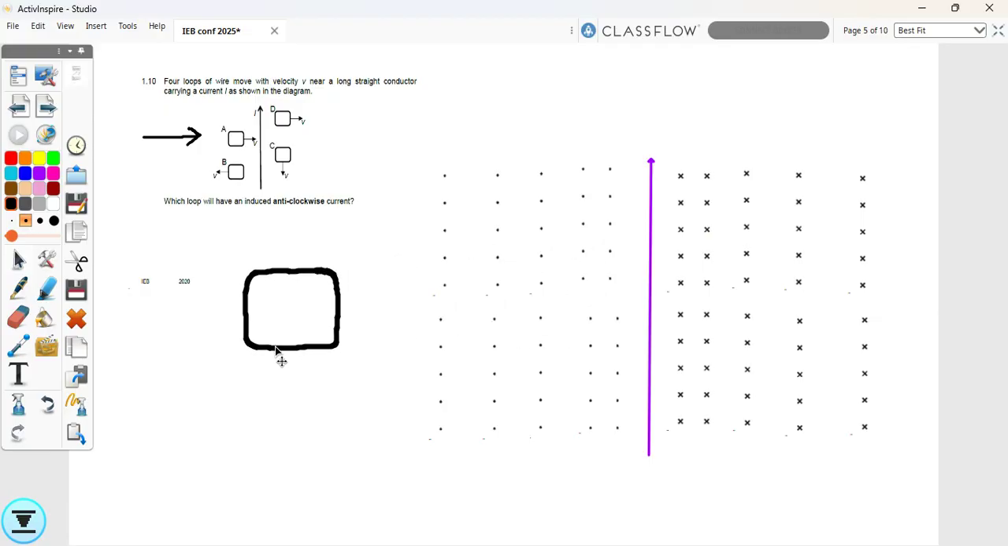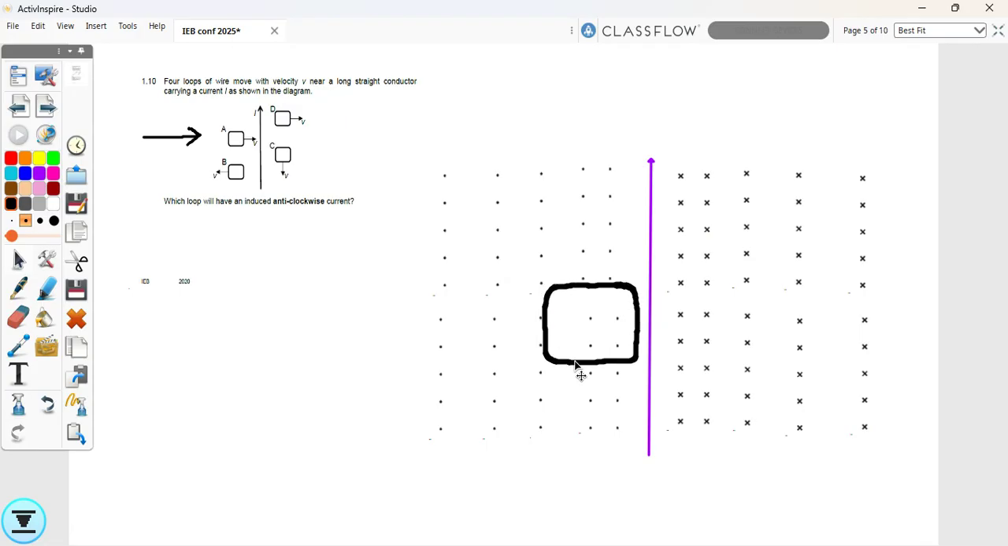That's not supposed to happen. My dots are not supposed to move. All right, there's my coil again. And now I'm going to move it out of the field. So now I'm going to move it this way. So now what's happening is that my dots are decreasing.